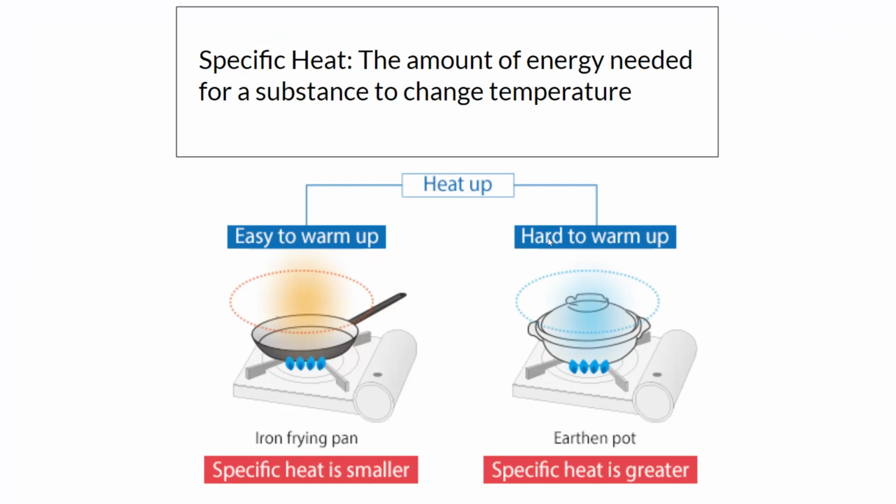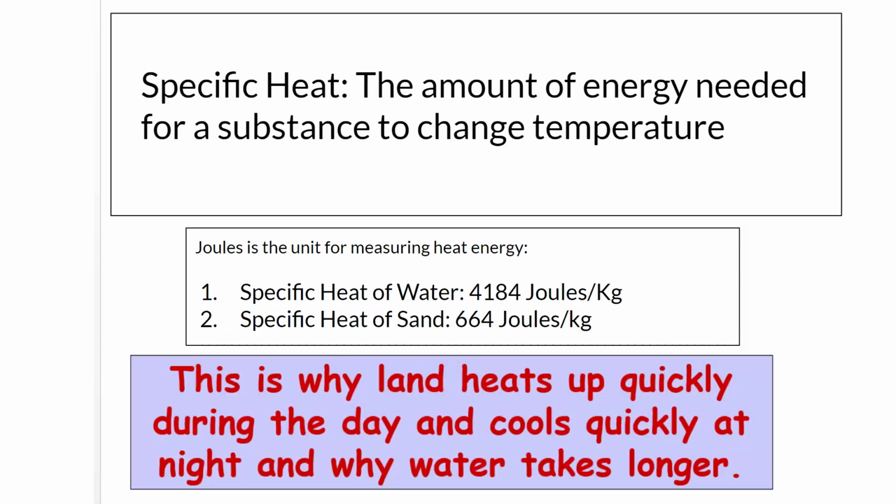So say objects with higher specific heat will warm up much slower because you need more energy to warm it up, and objects with smaller specific heat will warm up much faster because you need less energy to heat it up. So remember, water has a specific heat of 4,184 joules per kilogram, and sand or land has a specific heat of around 64 joules per kilogram.